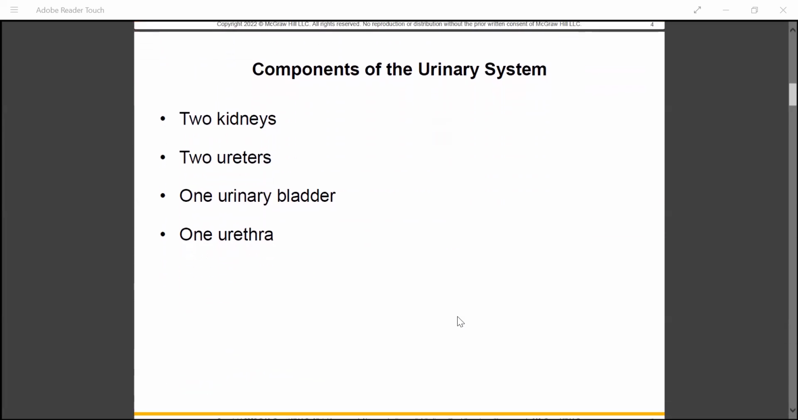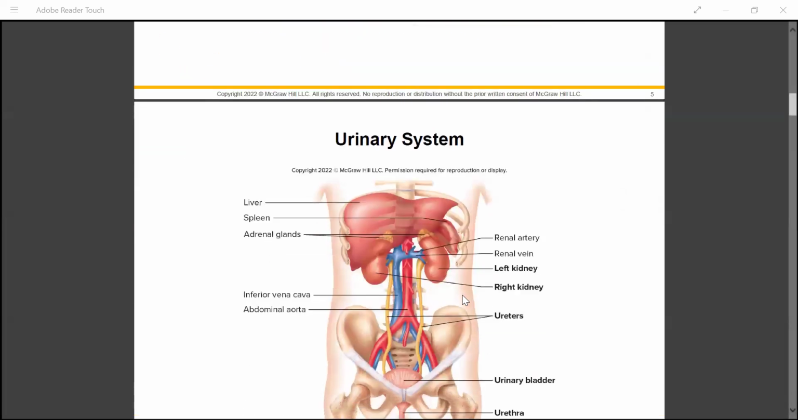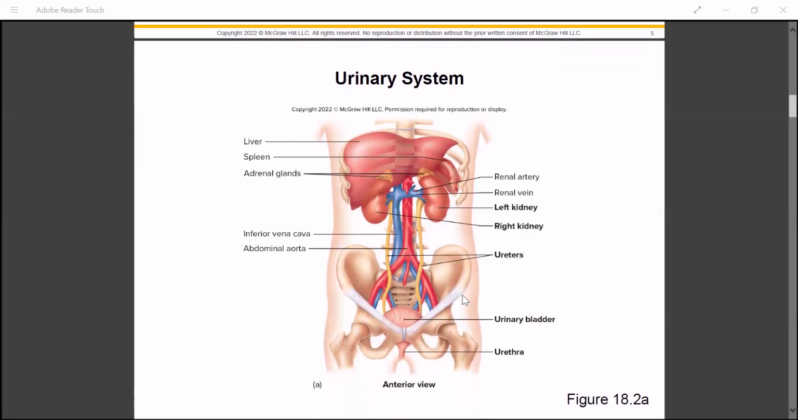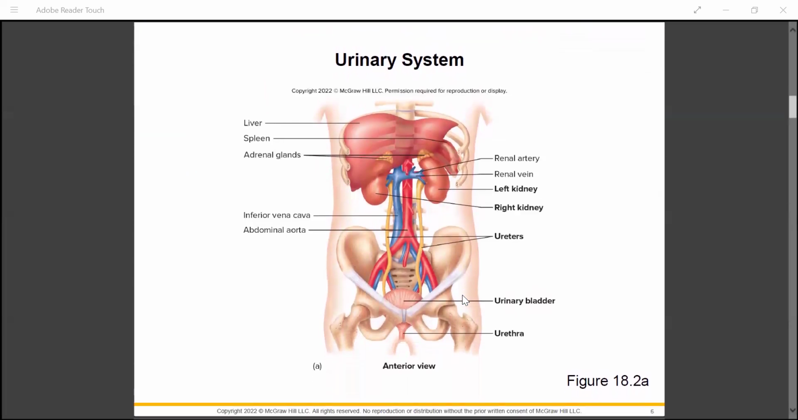So there's two kidneys, right and left, two ureters, right and left, and that meets at one bladder and, of course, one urethra to the external environment. So here's just another diagram of our urinary system. Everything in the urinary system is bolded there. We just added the liver and spleen, the adrenal glands, and some of our major vessels to give you just a little bit more context.